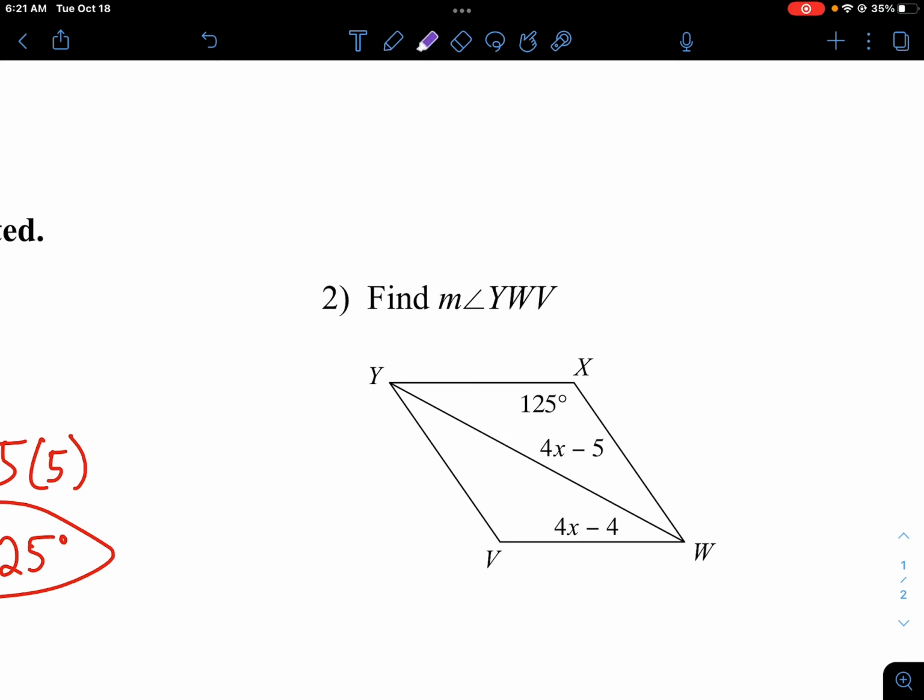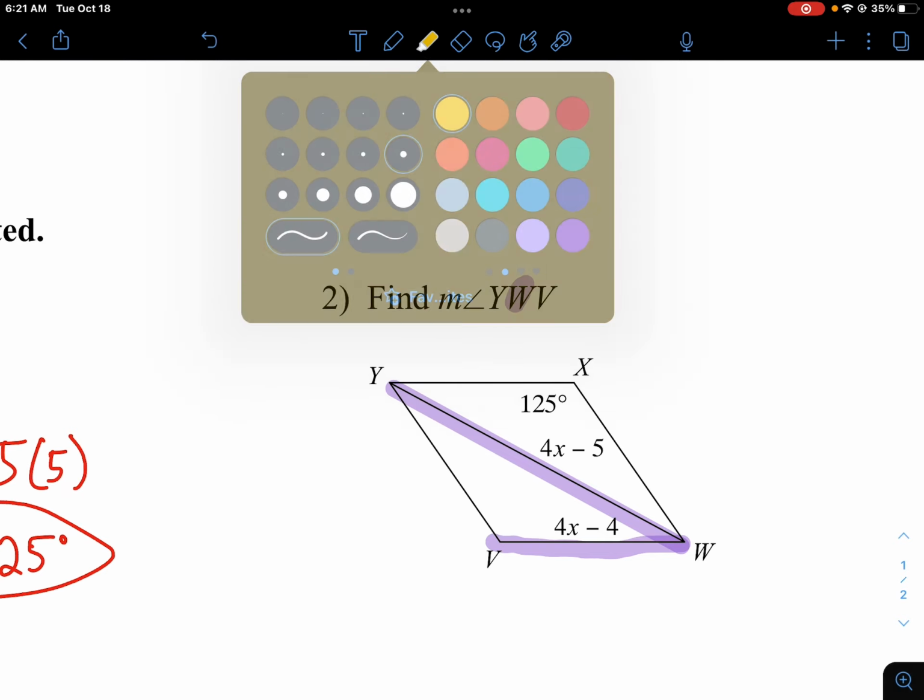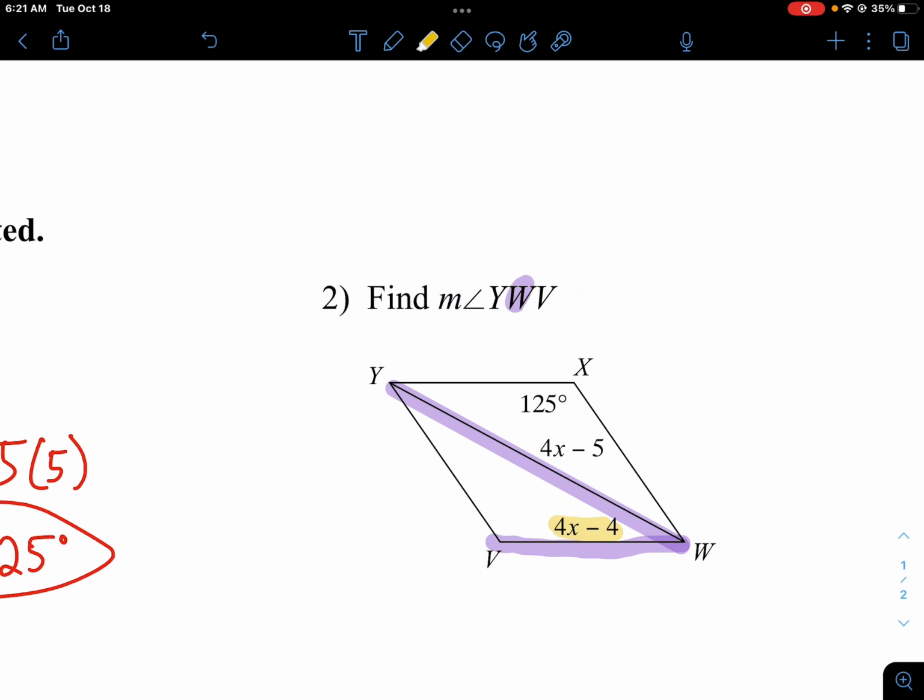You got find YWV. W is the angle that you're looking for. So YWV. So this one right here is my angle. Okay.